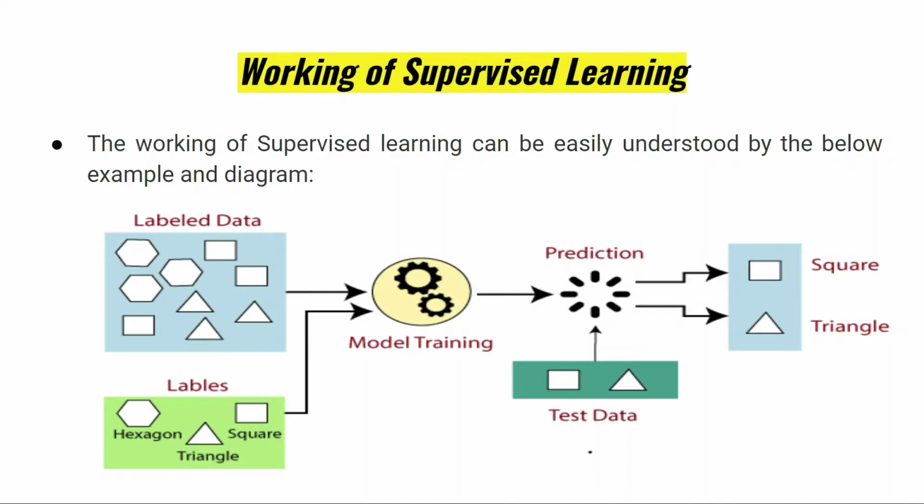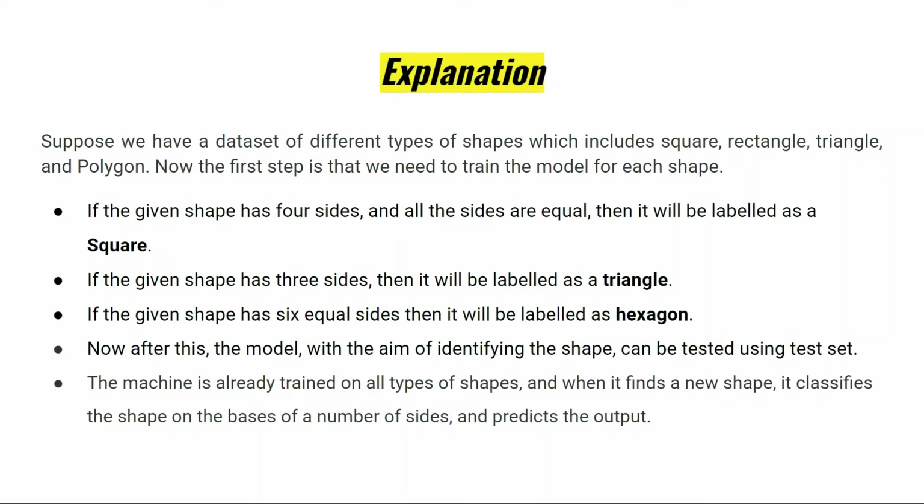Let's go into a little bit of detail. Suppose we have a data set of different types of shapes which include square, rectangle, triangle and polygon. Now the first step is that we need to train the model for each shape. If the given shape has 4 sides and all the sides are equal, then it will be labeled as a square. If the given shape has 3 sides, then it will be labeled as a triangle. And if the given shape has 6 equal sides, then it will be called a hexagon.